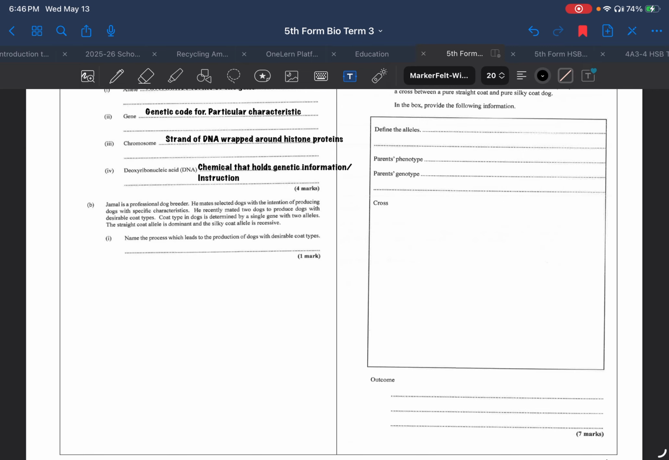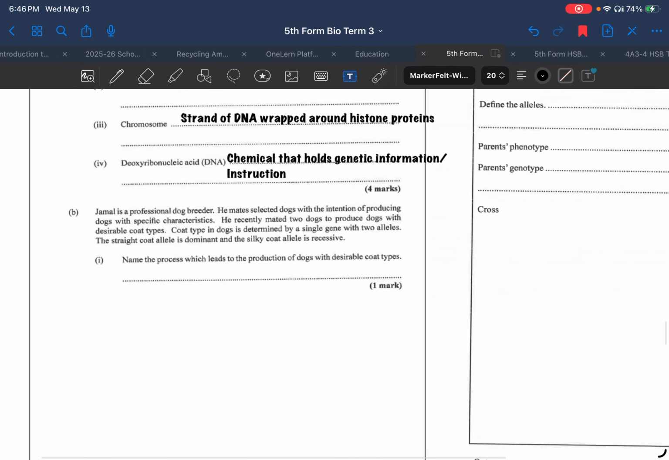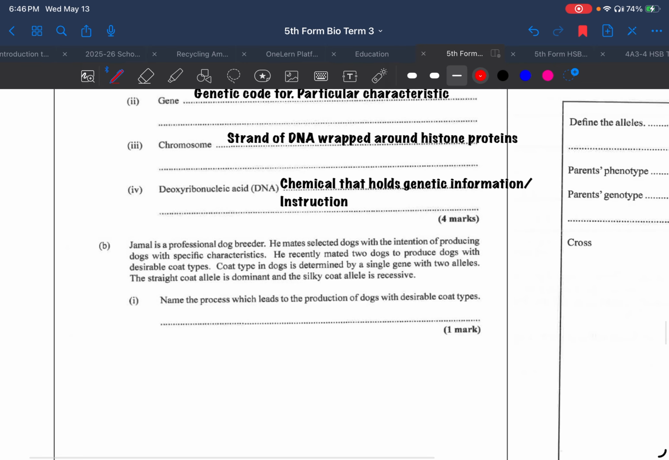Alright, then this says Jamal is a professional dog breeder. He mates selected dogs with the intention of producing dogs with specific characteristics. He recently mated 2 dogs to produce dogs with desirable coat types. Coat type, so this is a gene, right? The gene for coat type in dogs is determined by a single gene with 2 different alleles. The straight coat allele is dominant and the silky coat allele is recessive.